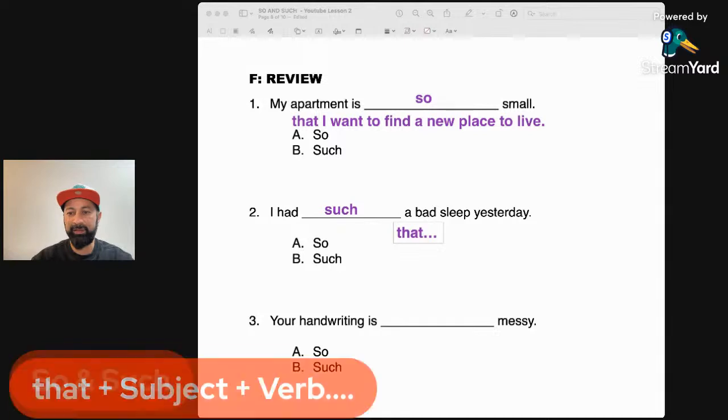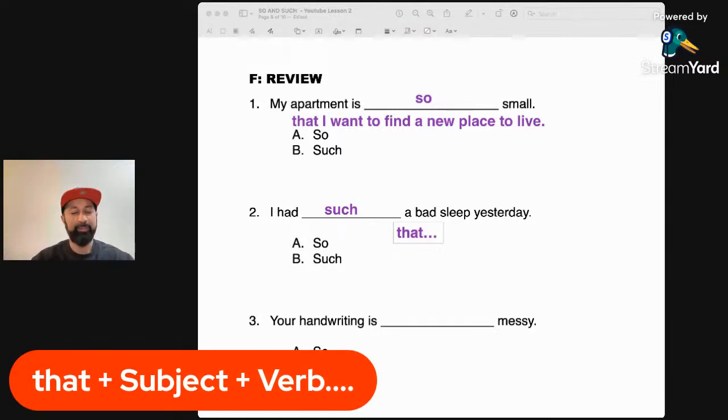Okay, so remember, we are going to be using that plus the subject plus a verb. I had such a bad sleep yesterday that. So that means yesterday's sleep was horrible. What would your answer for this be? Please complete it with that, a subject, and a verb. If we don't have any answers, I'll put my answer on here.